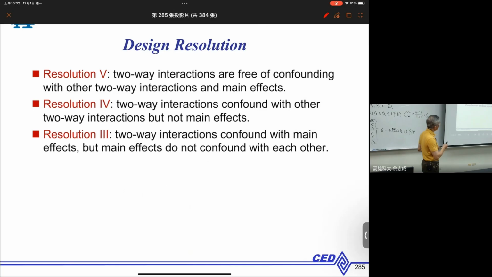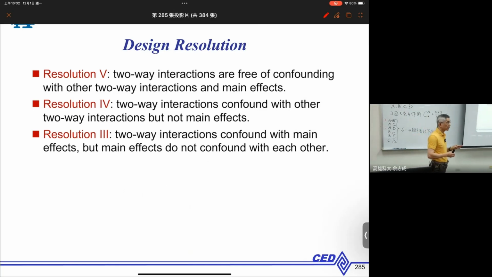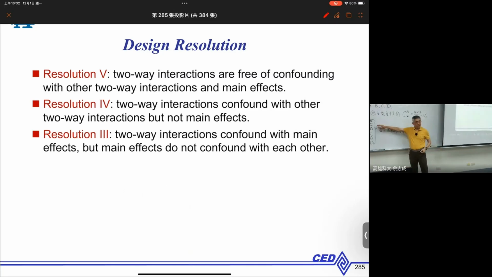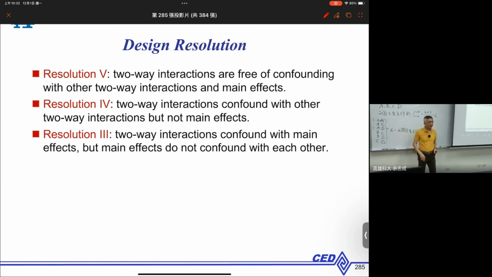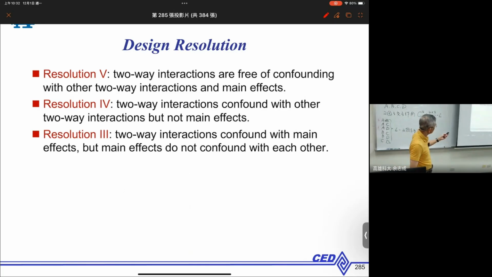How about resolution 5? Which means that main effects and two-way interactions are all independent. Each main effect will have one column to assign, and each two-way interaction will have an independent column to assign. There will be no confounding. In that case, this is called resolution 5.